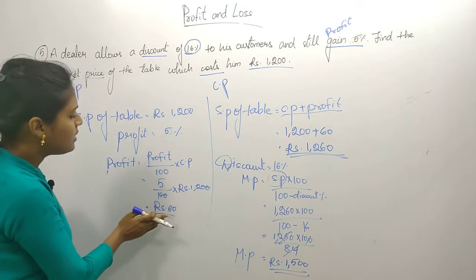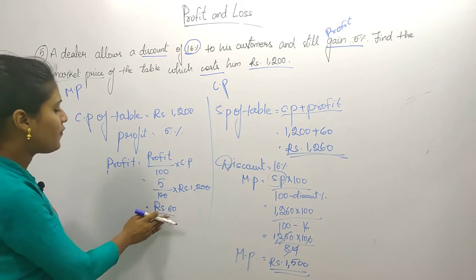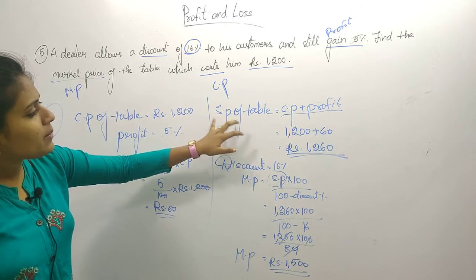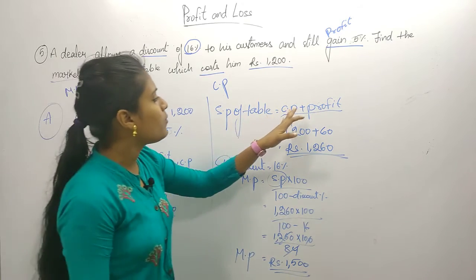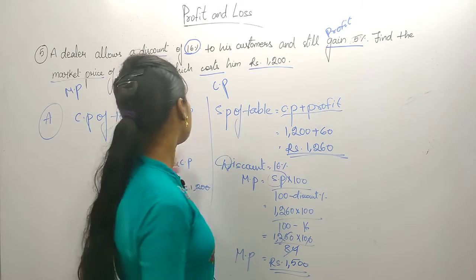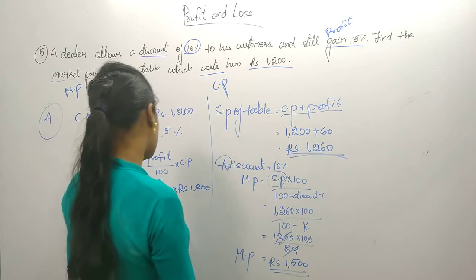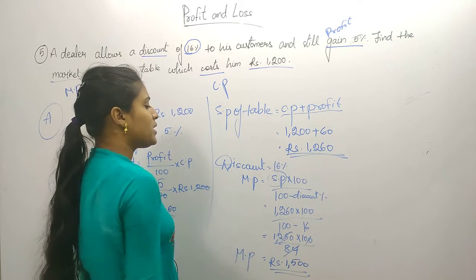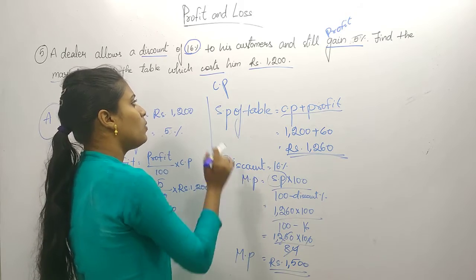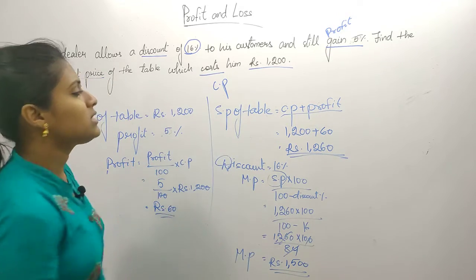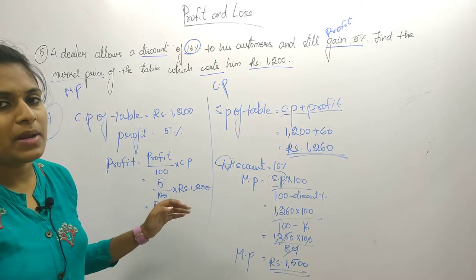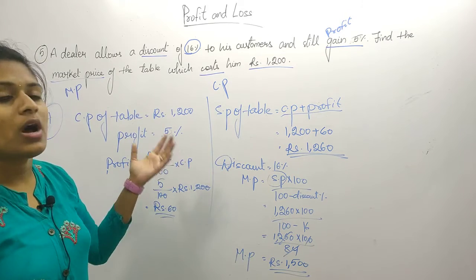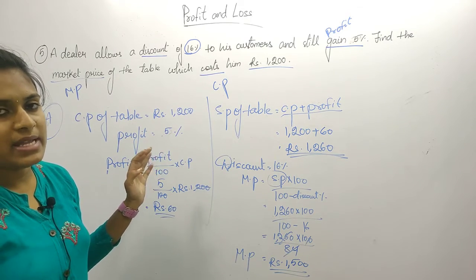Profit we got is rupees 60. After finding the profit, we found the selling price. Selling price of the table is cost price plus profit. Cost price is given and profit is rupees 60. Adding these both, the answer is rupees 1260. Discount is given. Now we can easily find the market price. You must get an idea that whenever you are told to find the market price, based upon that formula we have to find profit or discount or selling price.